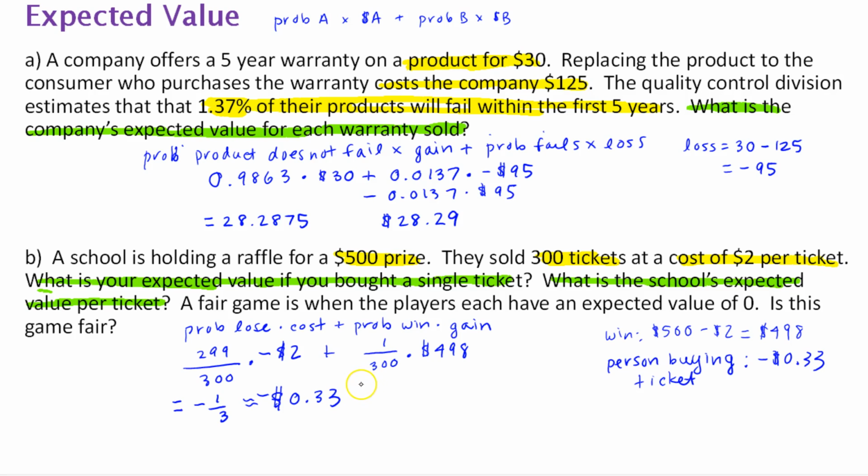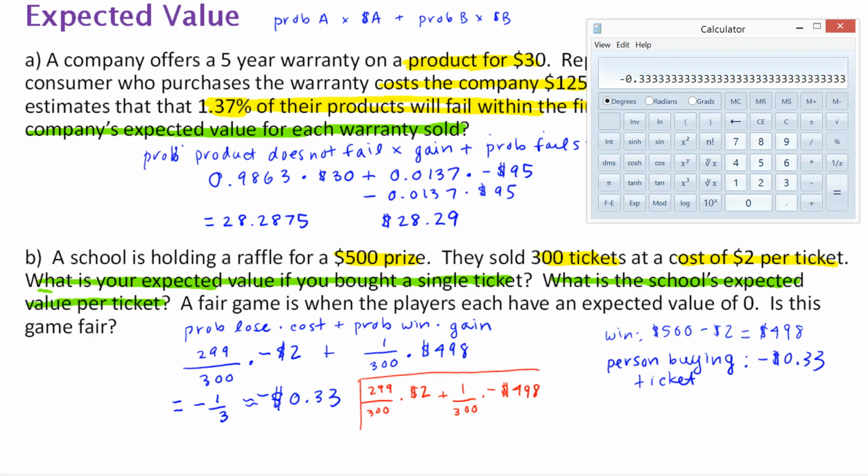I'm not going to write as much information here. Losing for the people who bought the ticket is winning for the people who sold it. They don't have to pay those people $2. So this would be $2 times 299 over 300. They make $2 for every ticket that doesn't win. And then for the one person that wins, they lose, so negative $498. Now notice this is just a sign change of these two numbers. So the difference is going to be a sign change.